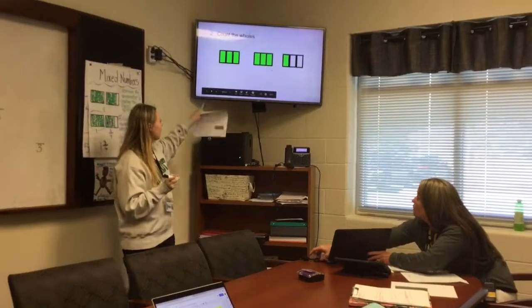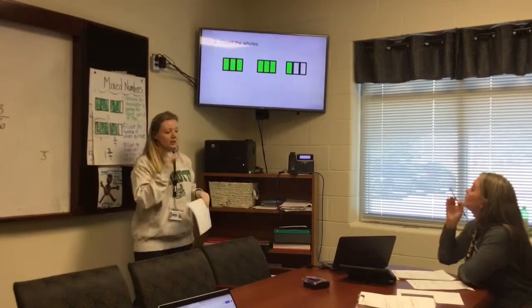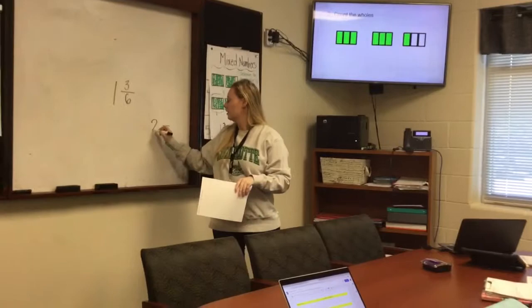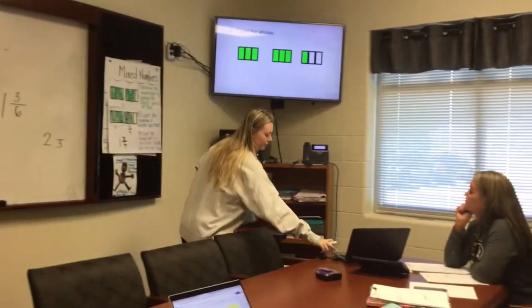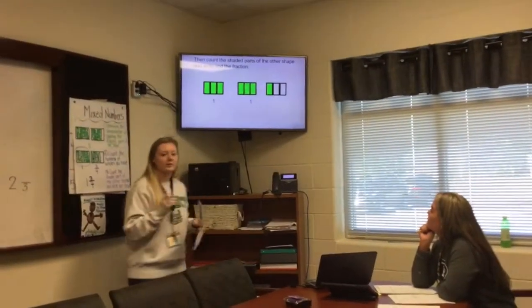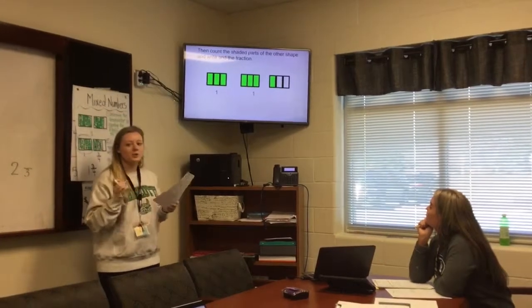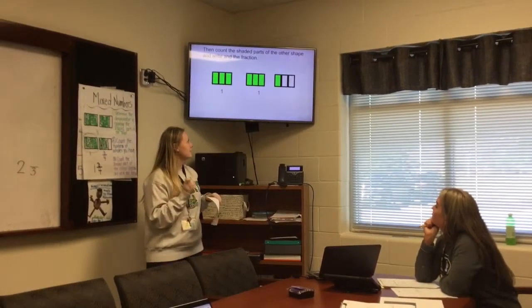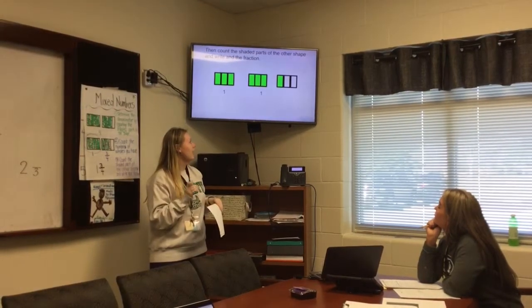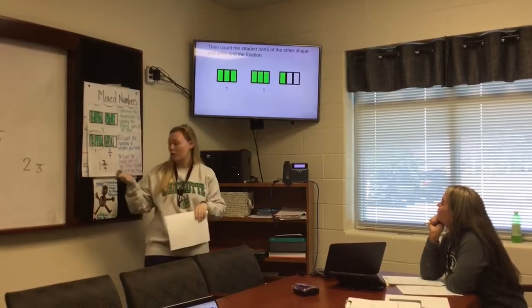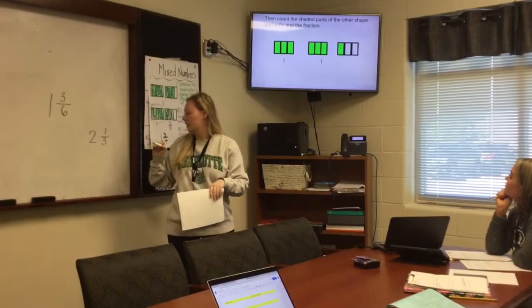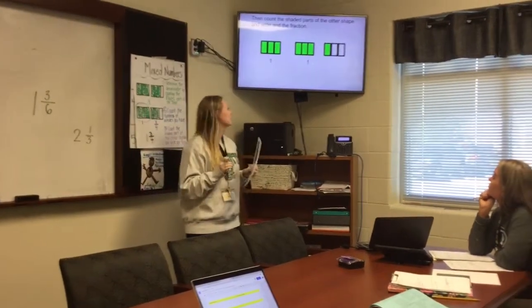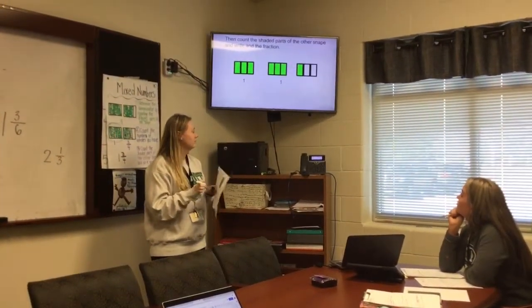Counting my holes, I have 1, 2 shapes, and the whole thing is shaded in. So I have 2 holes. And now I have to count the shaded parts of the shape that is not a hole. So I see I have 1 piece in my not a hole. So now I have 2 and 1/3 as my mixed number to represent this model.